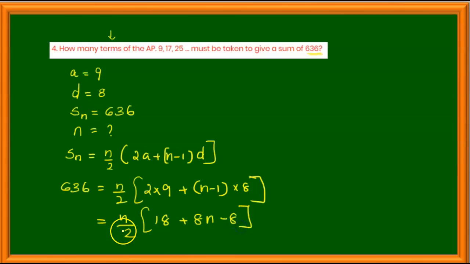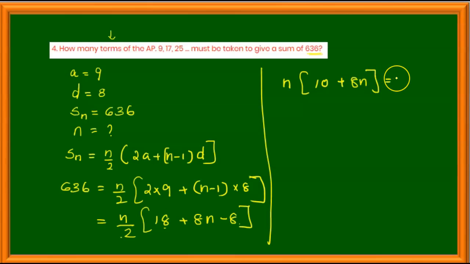So 2 is a common multiple, so this 2 we can take into the other side. I'm writing it in the next step: n into 18 minus 8 becomes 10, plus 8n, is equal to 636 already there. The n by 2, this 2 we take to the other side, that will also go to the numerator. Correct?